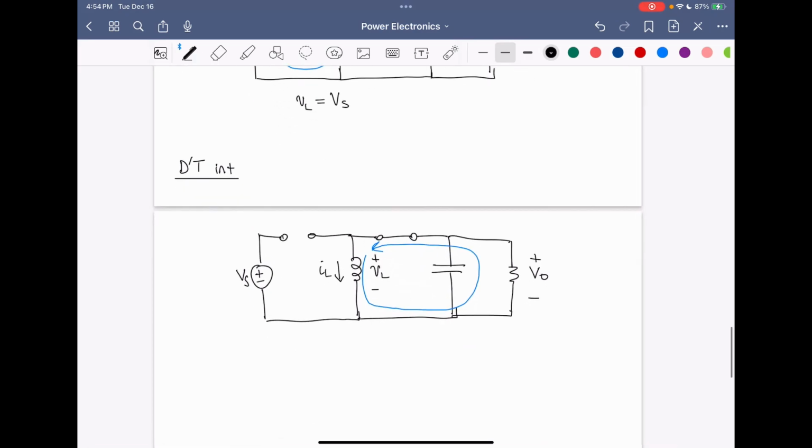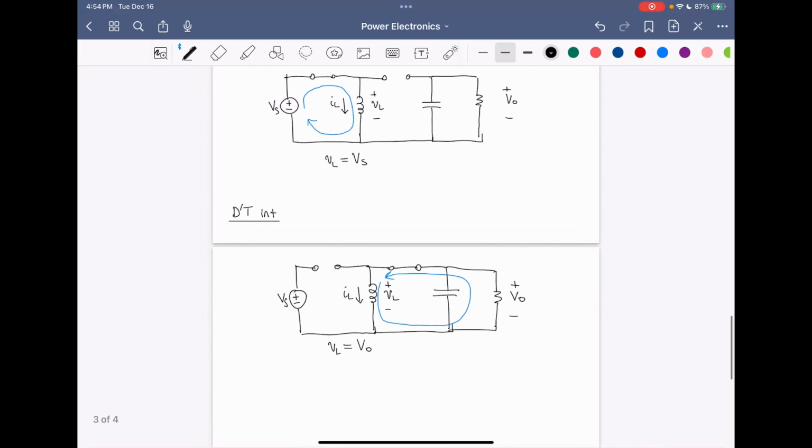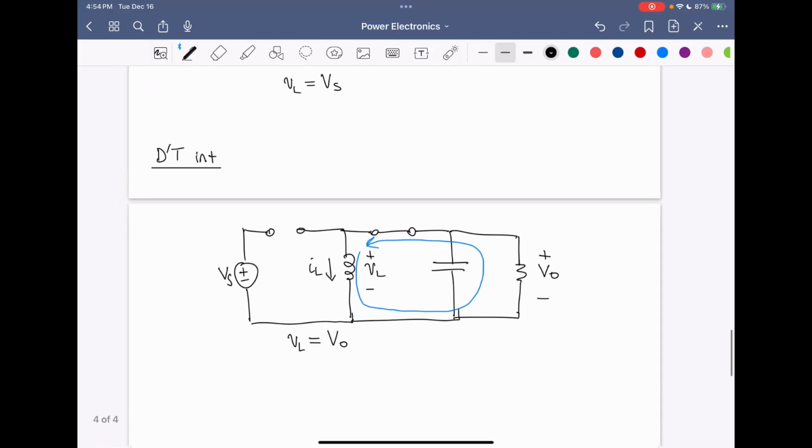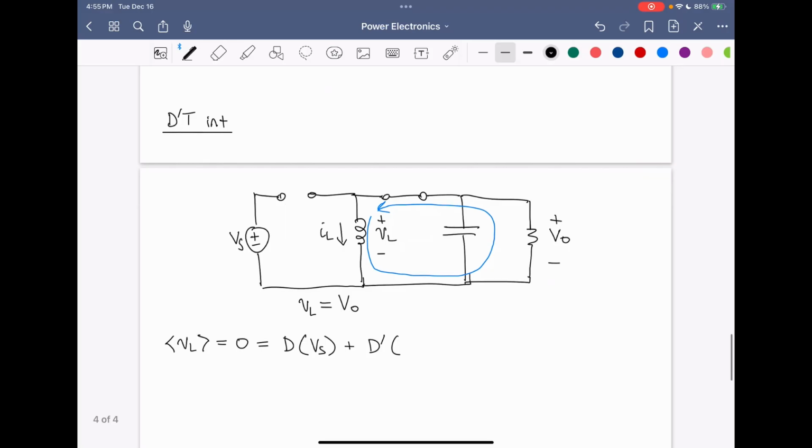So in this D'T interval, the inductor voltage VL is going to equal the output voltage VO. Now we found the inductor voltages in both intervals, and we can apply the principle of inductor volt-second balance, which we had said was the average inductor voltage over a period is equal to 0. The average inductor voltage is also expressed as, during the DT interval, we have the voltage as Vs, and then during the D'T interval, we have the voltage as VO.